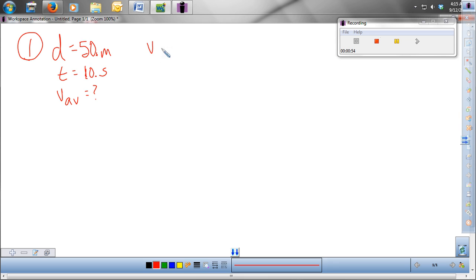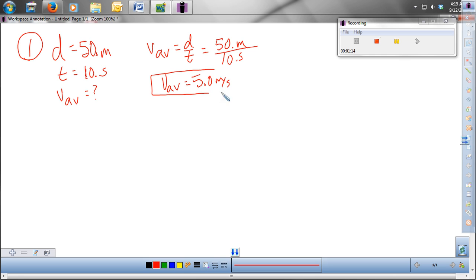And I know that my average speed is simply distance divided by time. My distance is 50 meters. My time is 10 seconds. So my average speed is 5 meters per second. 2 significant digits. Put your units on everything, every number you write down. No naked numbers is what we call it at my house. Every number needs a unit.